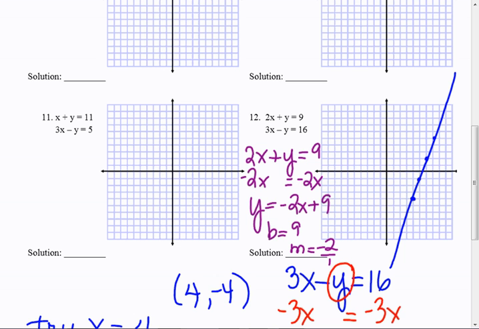1, 2, 3, 4, 5, 6, 7, 8, 9. And I don't want to go up. I'm going to go down 2 and to the right 1. And I'm going to keep doing this until they intersect. Because otherwise, I don't trust my lines.